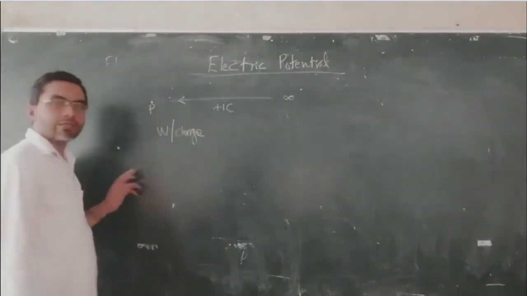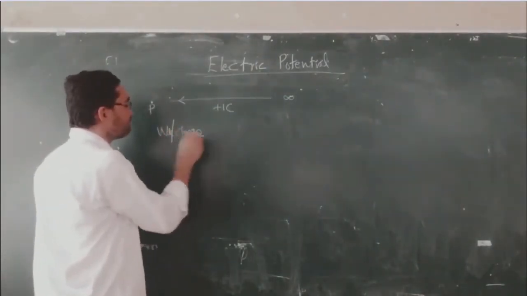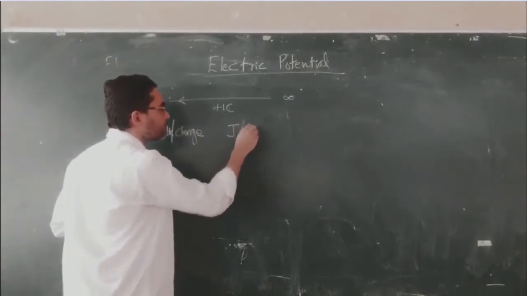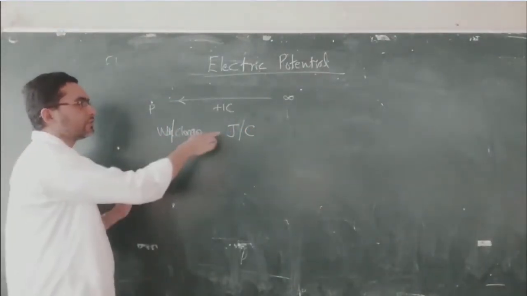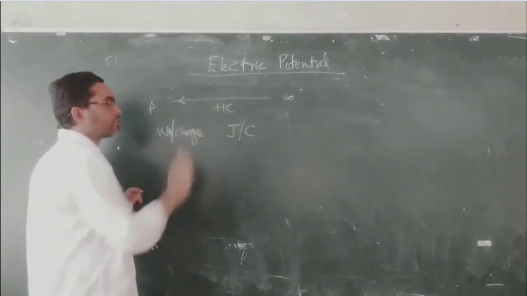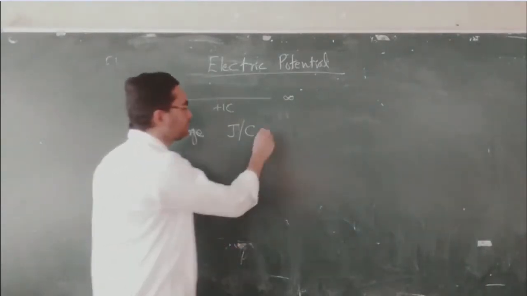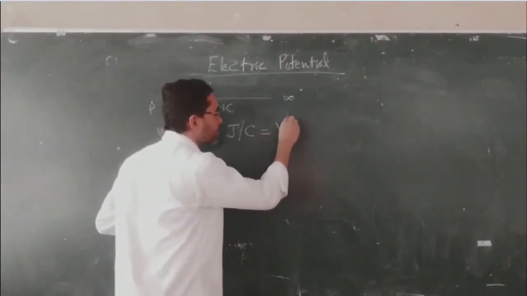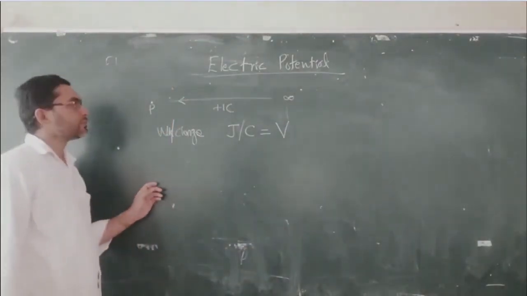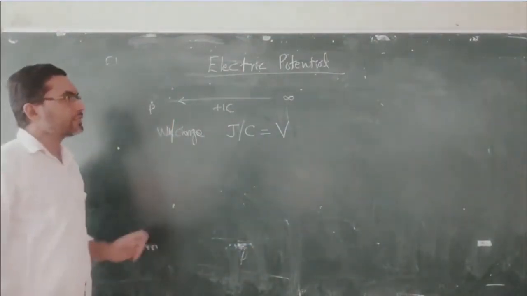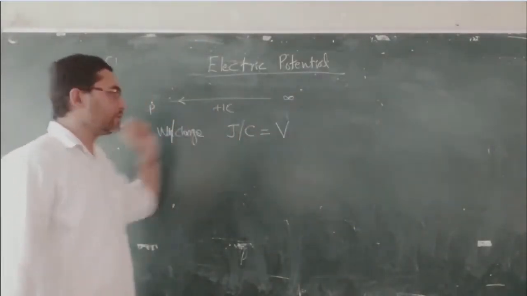So the unit of electric potential will be work per charge. Work per charge will be joule per coulomb. As work is a scalar quantity, this joule per coulomb is a scalar quantity. So electric potential is a scalar quantity, and joule per coulomb is called volt in the SI system. So this electric potential is the amount of work done to bring unit positive charge from infinity to that point.